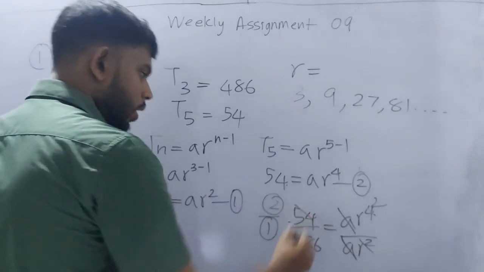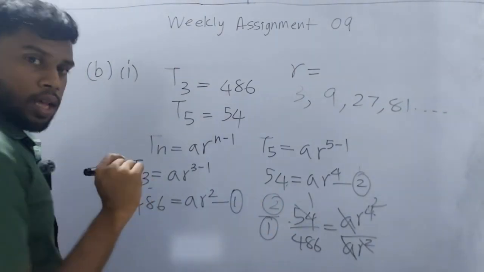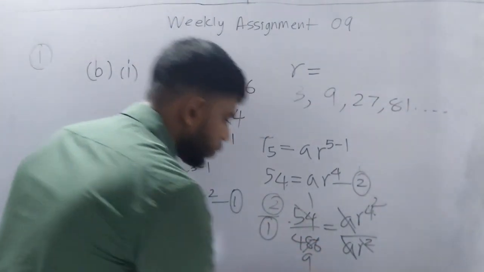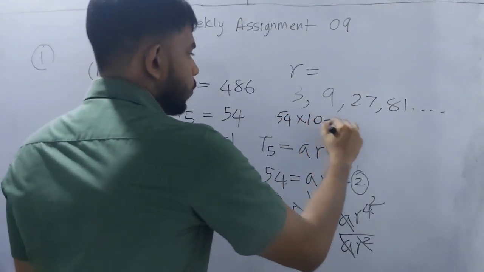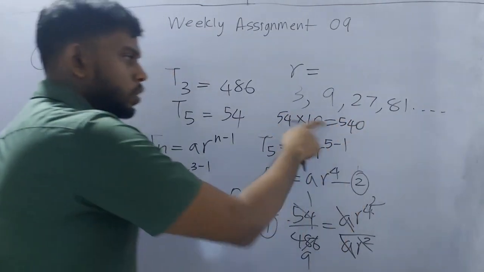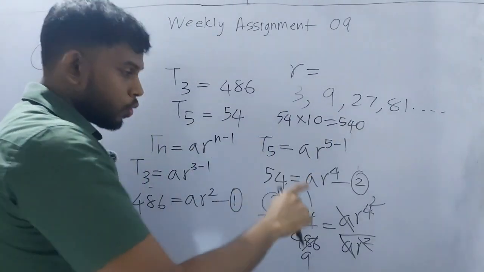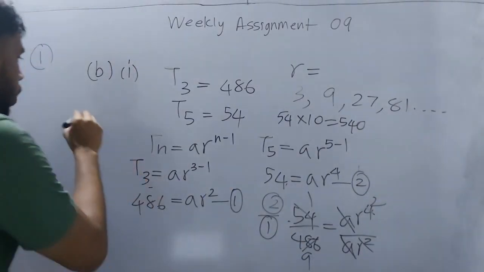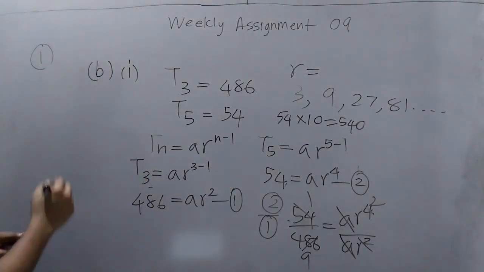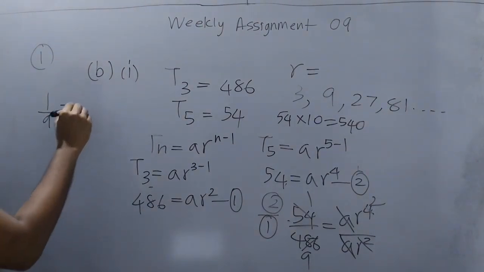Now for 54, it's 1. For 486, it is equal to 9. How do you know that? So 54 times 10 is 540. If you just subtract 54 from 540, you will get 486. So you know it's 9. So now you have 1 over 9 is equal to r squared.